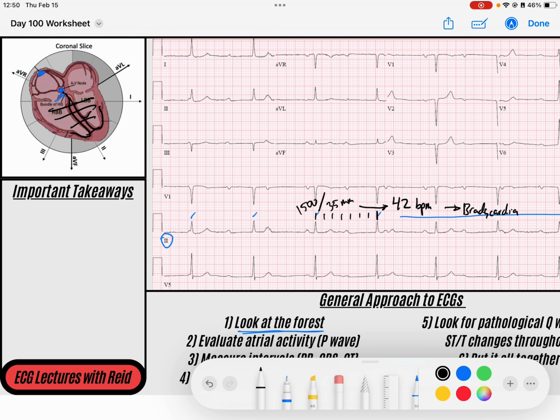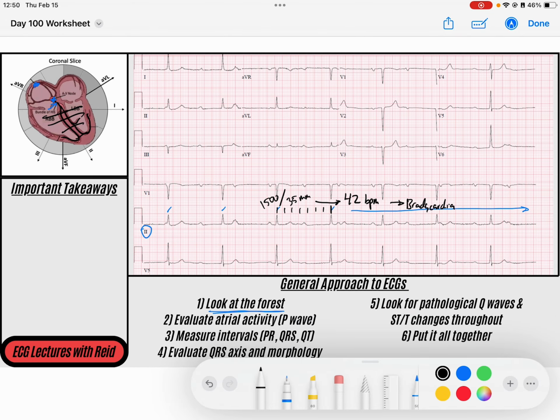And so what I do is I start to evaluate for my atrial activity, right? What are my P waves doing? And so you can see my P waves here. I see some P waves. Those P waves, as I look through the rhythm, they seem to be upright in lead 1. They seem to be upright in AVF. So there are sinus P waves in the rhythm.